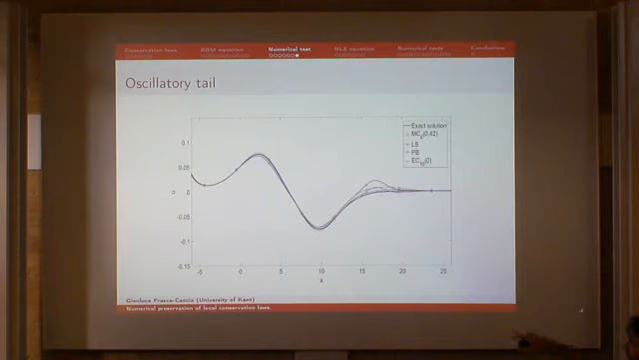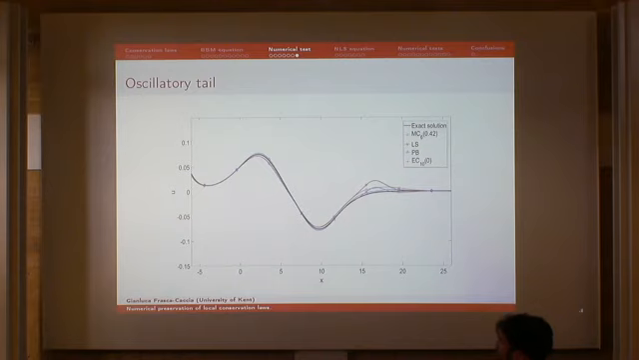And this is instead what happens where there is the oscillatory tail. All the schemes are very accurate here too. The highest error is like 0.02, but the one that best approximates the tail is the Preissman box scheme in this case. So this is part of the solution.